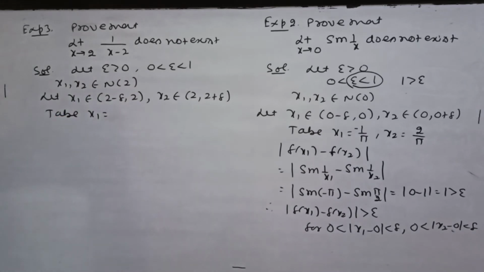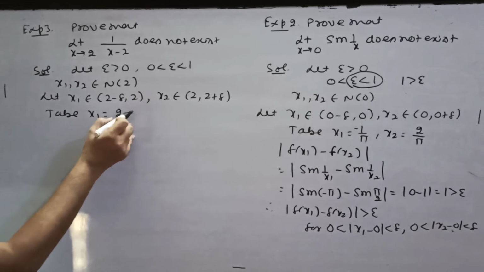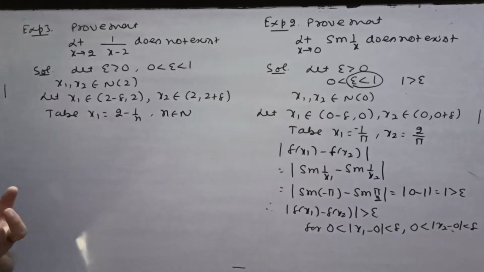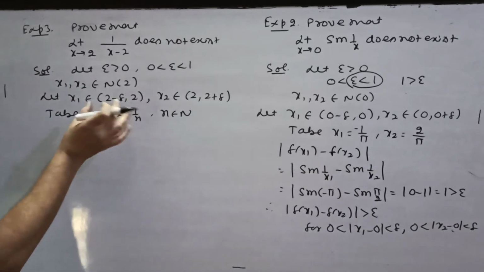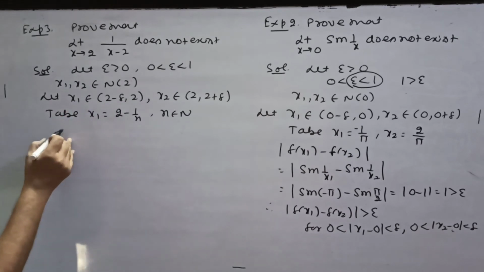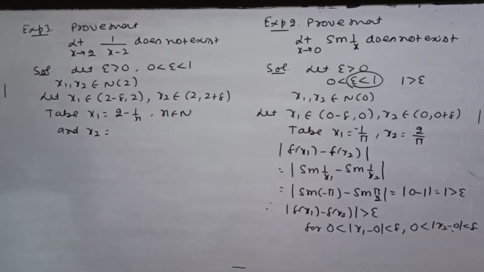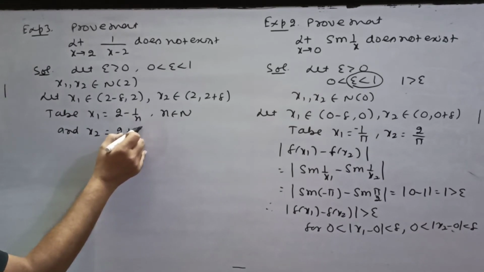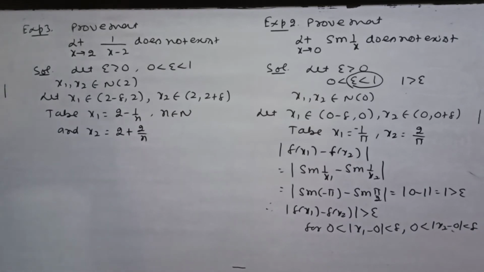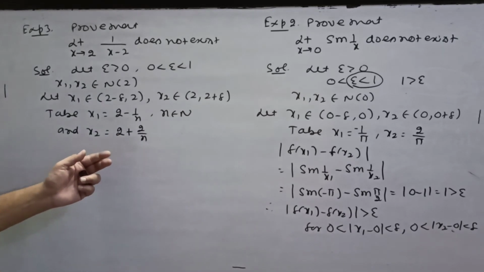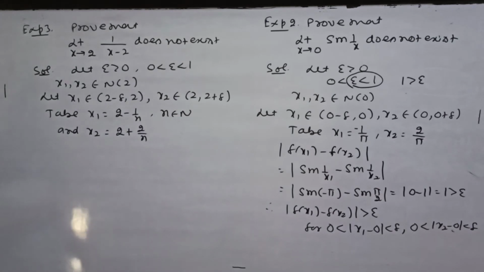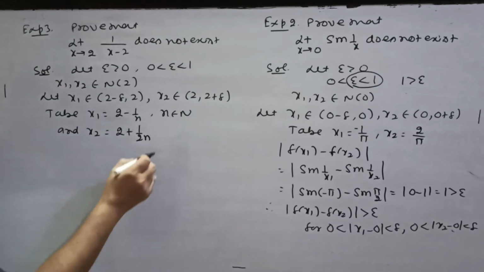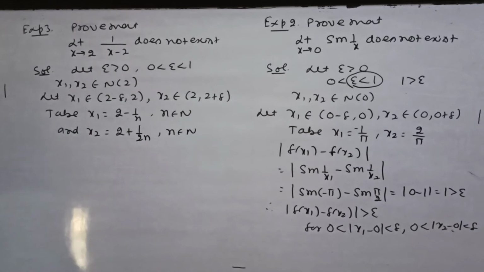Take x1 equal to 2 minus 1 by n, where n is a natural number. Two is the value, and it should be only a very small change between this one and x2. We take x2 as 2 plus 1 by 2n, since the value must be small, where n is a natural number. Small value to choose.